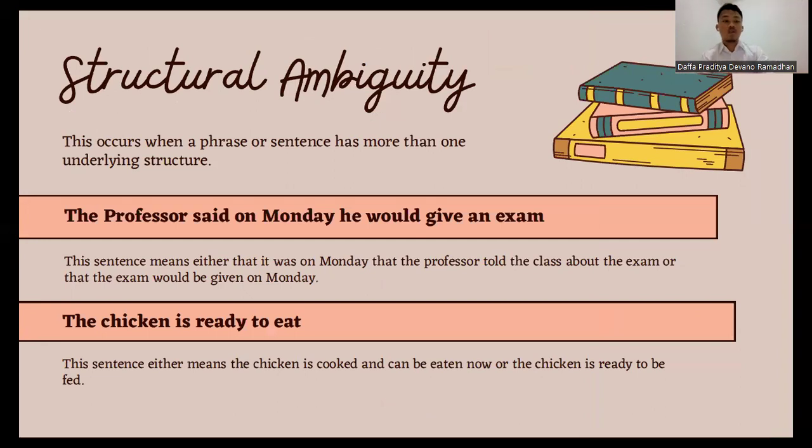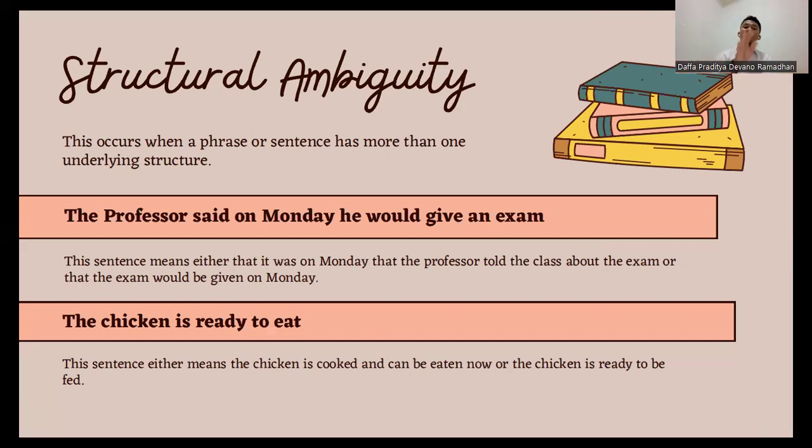This occurs when a phrase or a sentence has more than one underlying structure. For example: the professor said on Monday he would give an exam. This is still not an obvious statement, because it means either that it was on Monday that the professor told the class about the exam, or that the exam would be given on Monday. We don't really know which is the right one, unless we add an adverb at the end of the sentence.